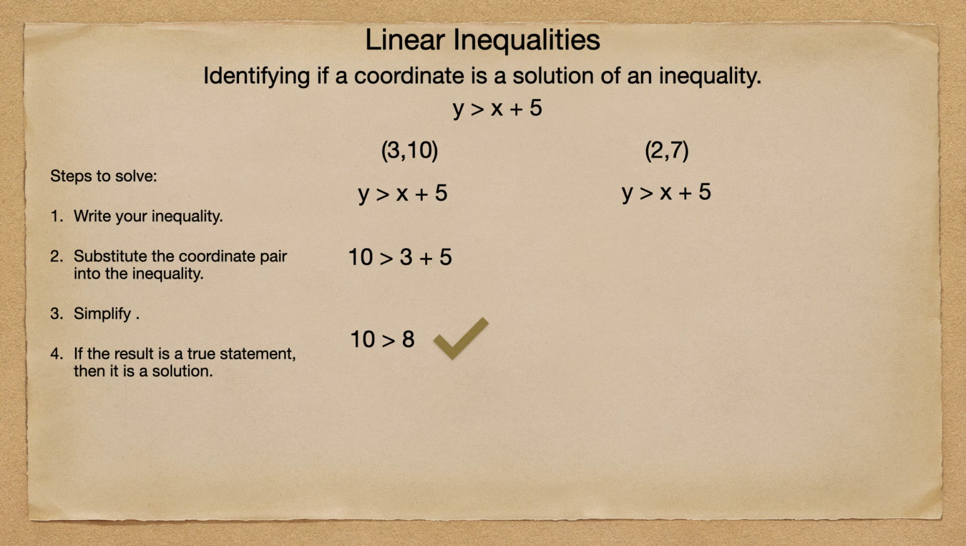For the second one, we're going to substitute 2 in for x, 7 in for y, in y is greater than x plus 5. We will simplify. 2 plus 5 is 7. This result, 7 greater than 7, is not a true statement. 7 is not greater than 7, so this would not be a solution.